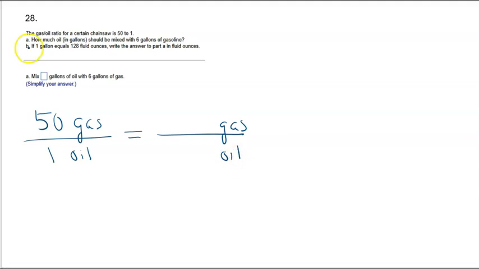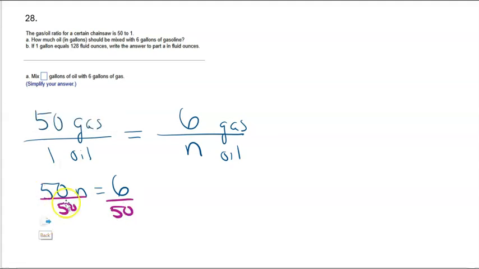So first question, how much oil, in gallons, so we're missing oil, should be mixed with 6 gallons of gasoline? So 6 gallons of gasoline, oil is the one we don't know. Right, so we cross multiply or cross product. 50 times n is 50n. 1 times 6 is 6. Let's divide both sides by 50, because that's what we've done every time, right?